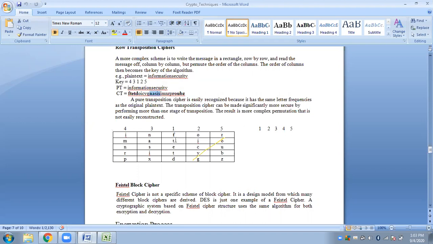Then I have 4. What do I have in 4? IMNRP. So this is IMNRP. And then I have 5. So this is the last row: ROUBZ. So this is the last row.